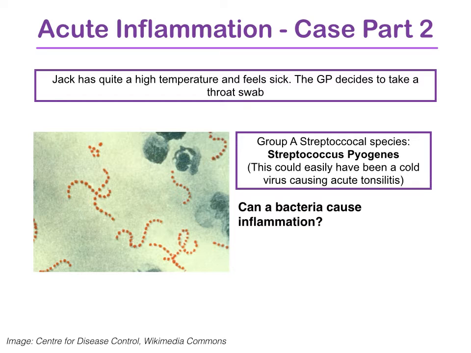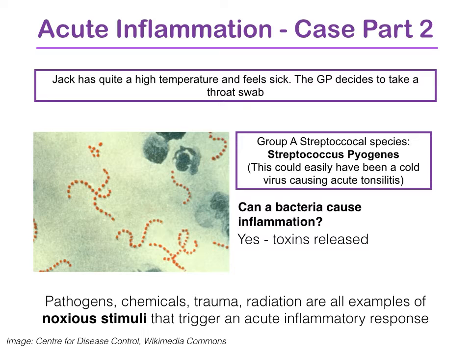Can a bacteria cause inflammation? Well, we've just seen it. Of course it can. It can release toxins, but also it triggers inflammatory processes through the molecules that sit on its surface membrane. Pathogens such as microbes, bacteria, viruses, fungi, chemicals, trauma, radiation, all cause damage to the body, and they're all going to trigger that inflammatory response.